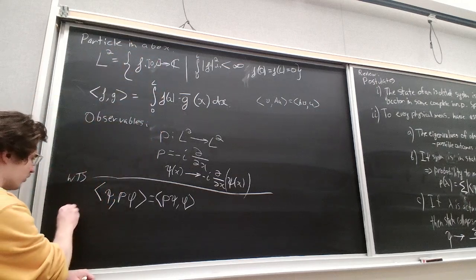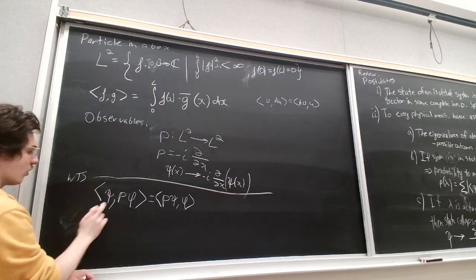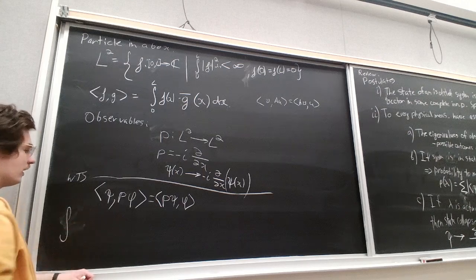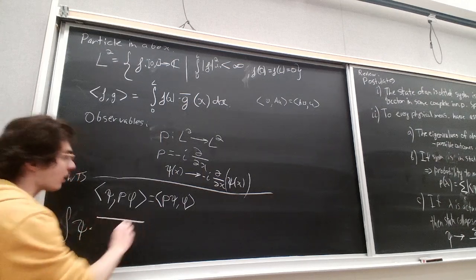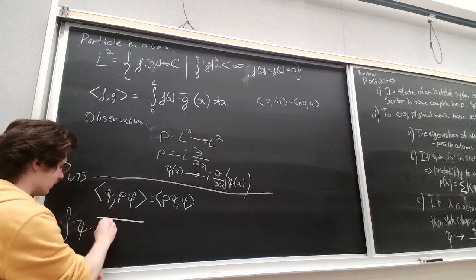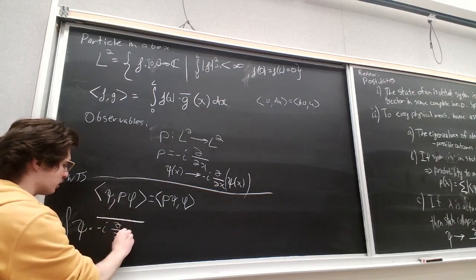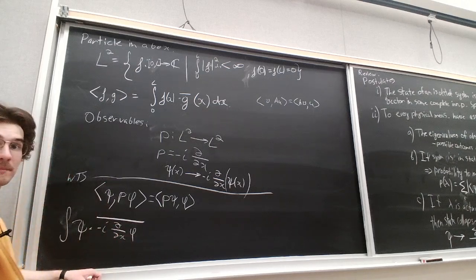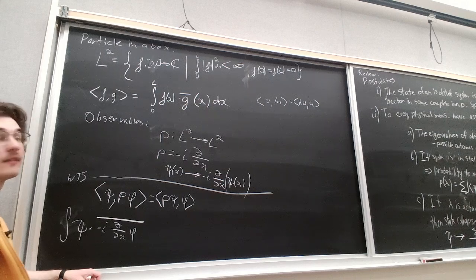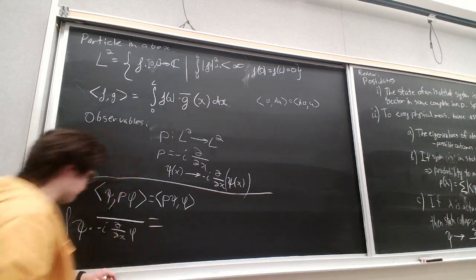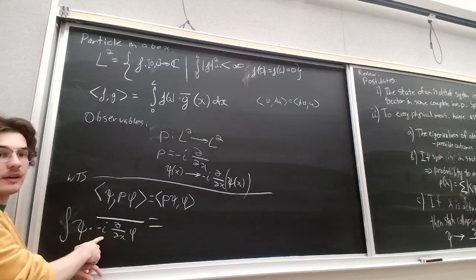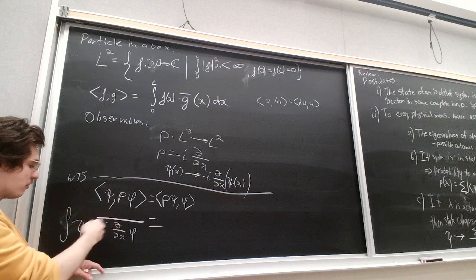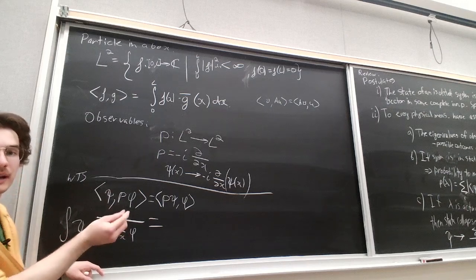So how am I going to do this? So this is equal to what? This is equal to the integral of psi times the bar of minus i partial x of phi. Do you agree? So I just plug stuff in. So far, so good. Now, this minus i, since it's inside of a bar, I can move it out, put the bar over, it becomes i, because the conjugate of minus i is i.